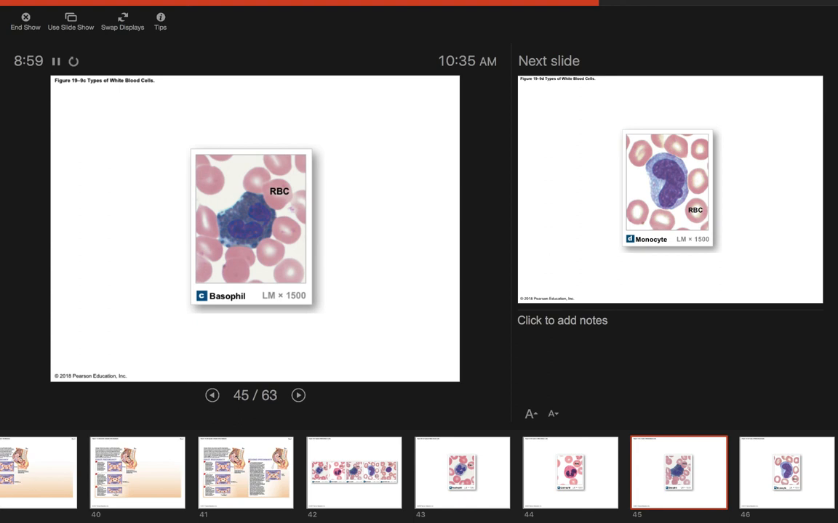This is a basophil. Now, the basophil is not phagocytic. If we look in the cytoplasm, it looks like there's a bunch of granules in there. There is. That nucleus has been making a bunch of granules, a bunch of proteins called histamine and heparin.